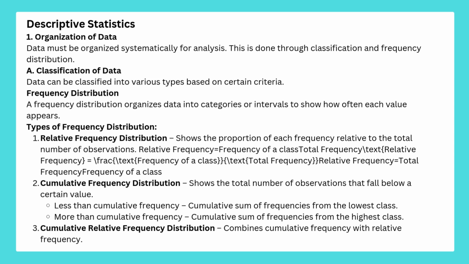Cumulative frequency distribution shows the total number of observations that fall below a certain value. Less than cumulative frequency, cumulative sum of frequencies from the lowest class. More than cumulative frequency, cumulative sum of frequencies from the highest class. Cumulative relative frequency distribution combines cumulative frequency with relative frequency.